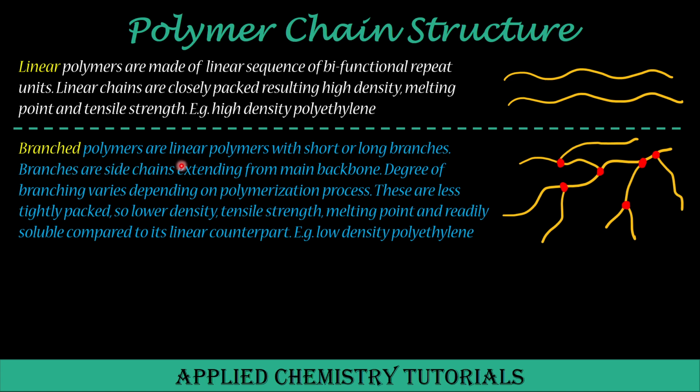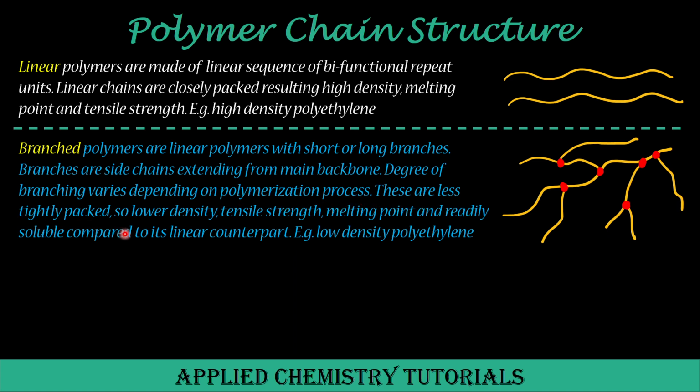Then branched polymers. These are linear polymers with short or long branches. Branches are side chains extending from the main backbone. You can see this is the backbone and these are the branches. Now the degree of branching varies depending on the polymerization process.